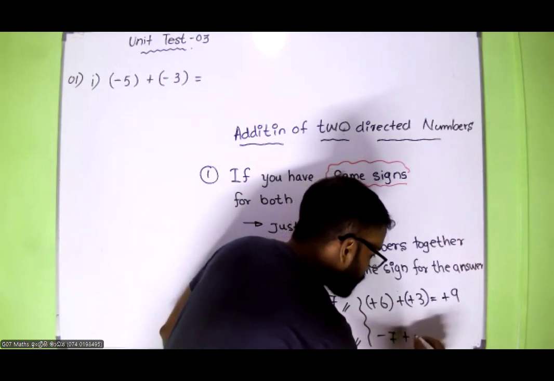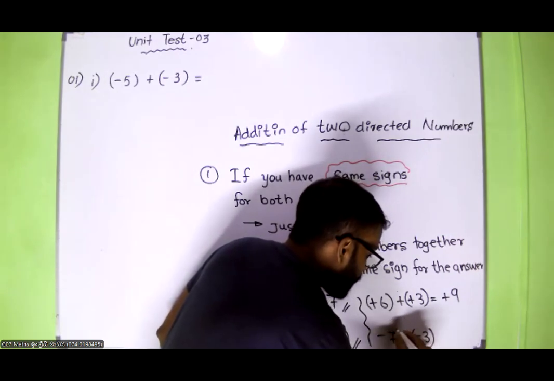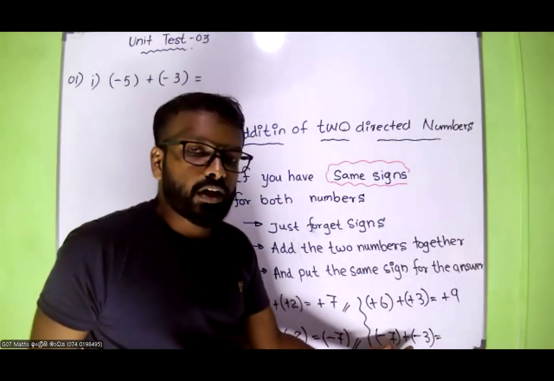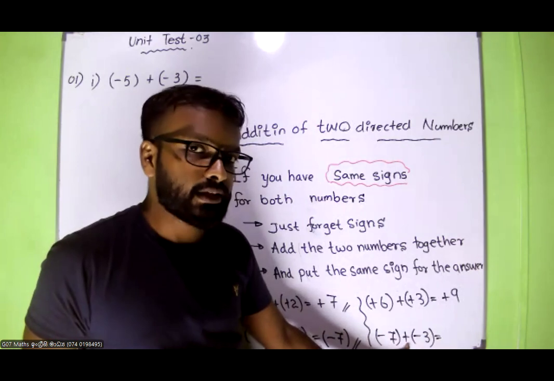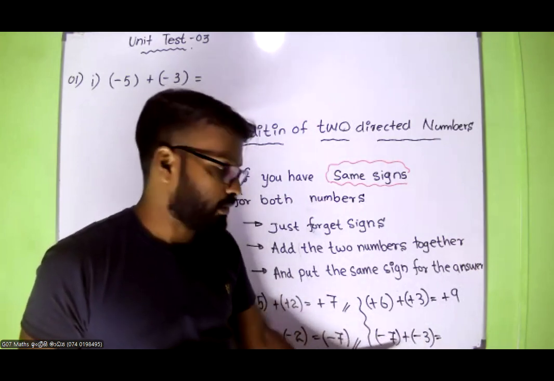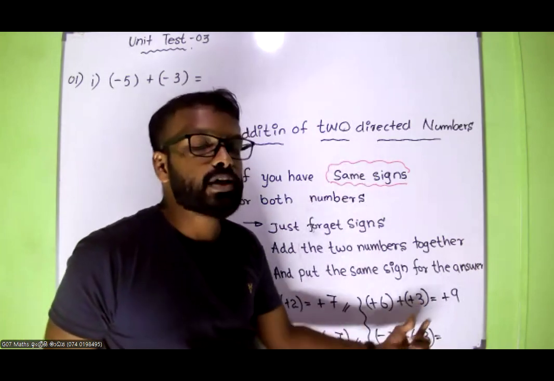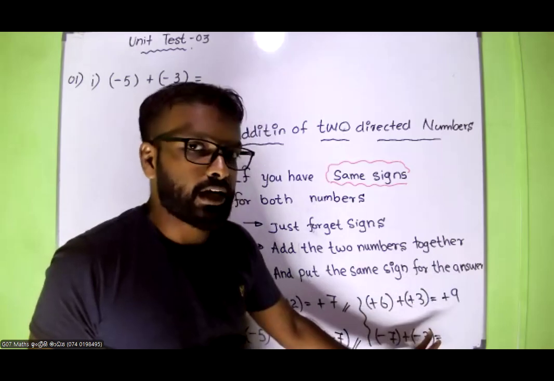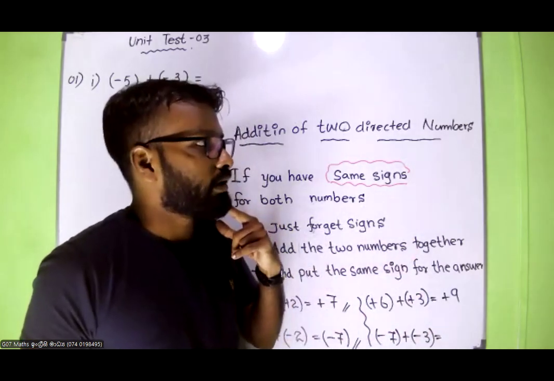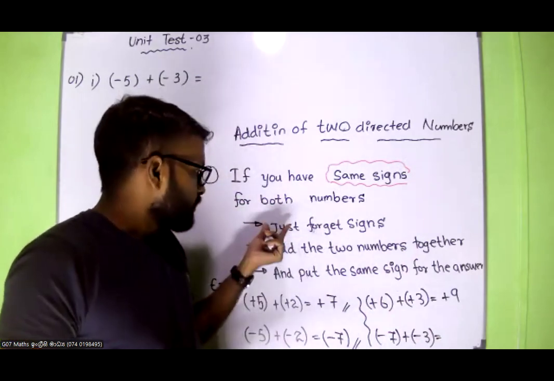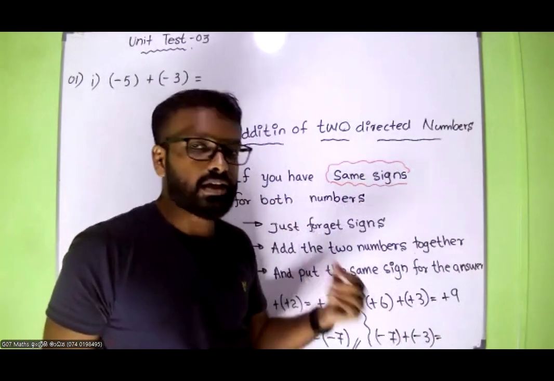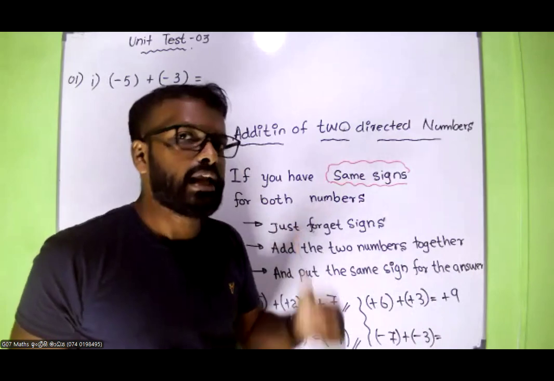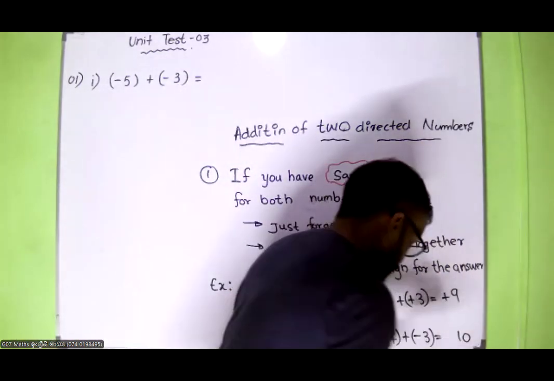Negative 7 plus negative 3. How do we do this? You need to check whether you have same signs. You are going to add the two directed numbers. You have same signs for both numbers, negative and negative. So how am I going to do? Just forget the signs because I have same signs. Then I have 7, 3. 7 plus 3, 10.